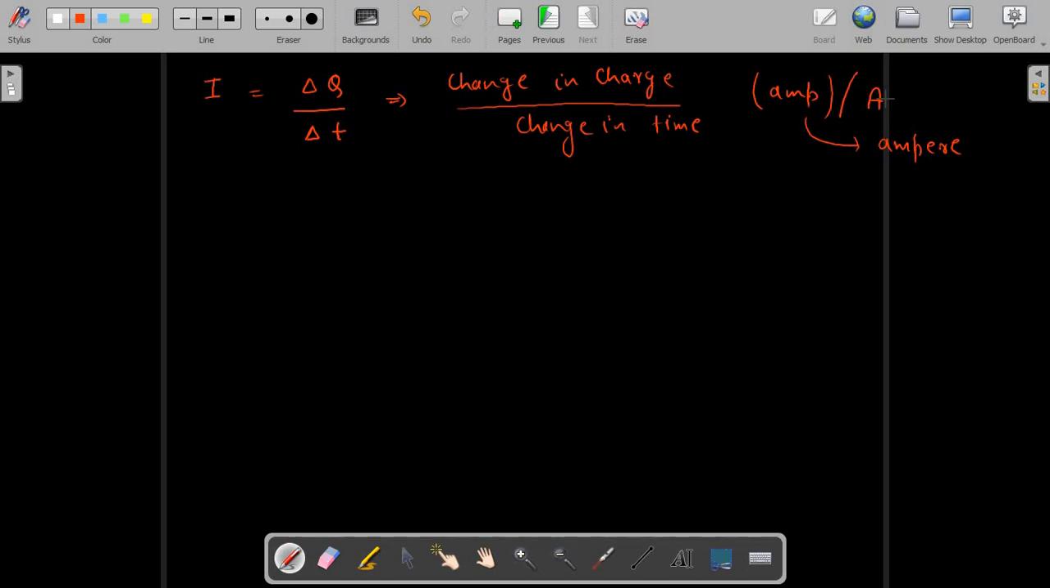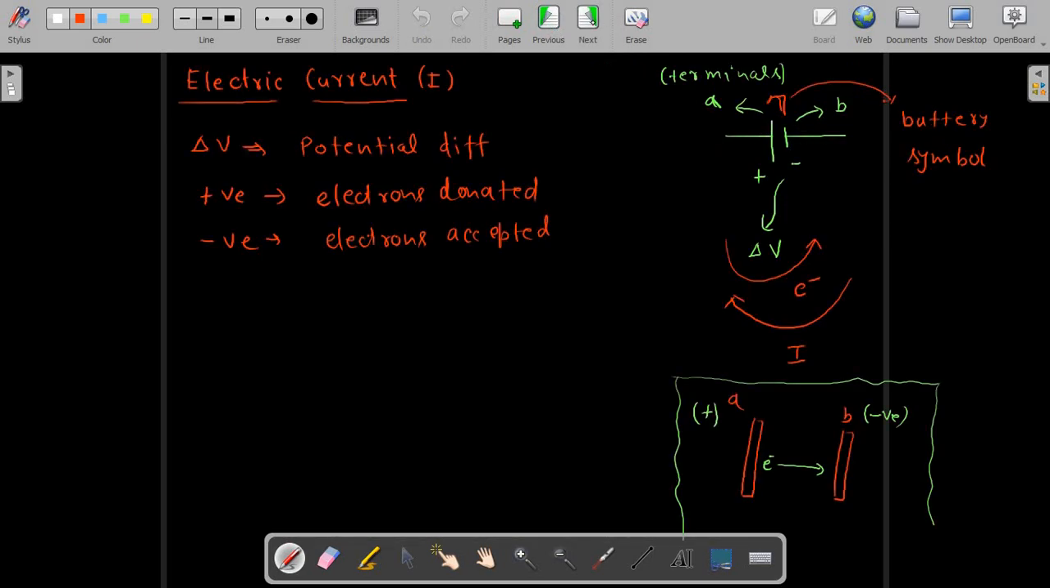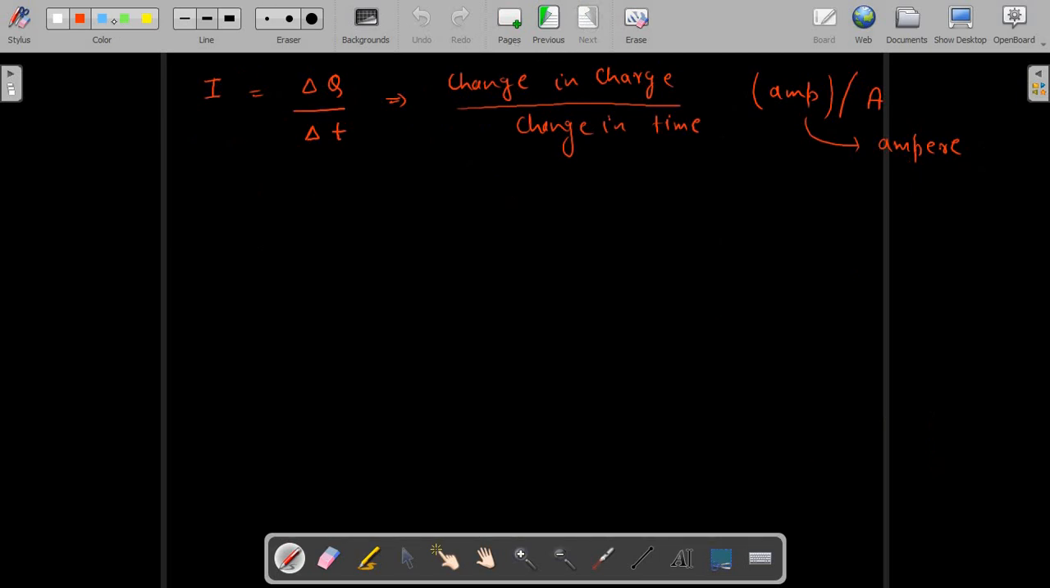For a current to flow, the circuit has to be complete. Here the current will not take place, even if there is a battery, so this circuit is an open circuit. Suppose I am writing A and B. This circuit is open.